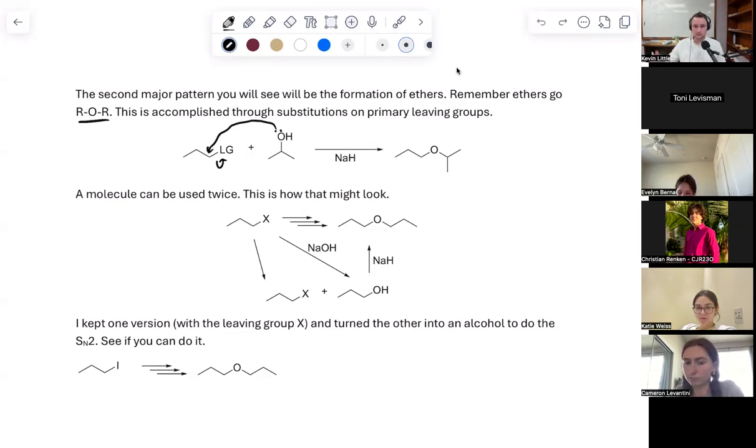So we've used additions, we've used eliminations. This is how we can use a substitution to be a part of our total synthesis. So you'll form these ethers.